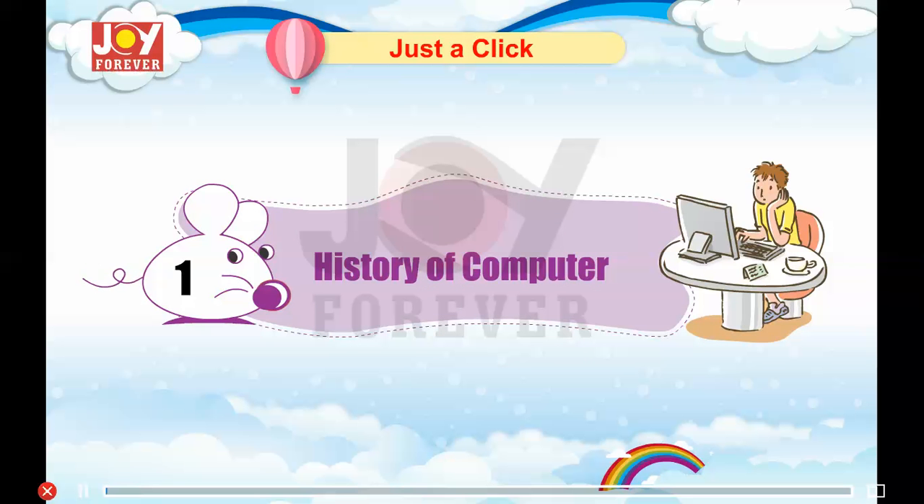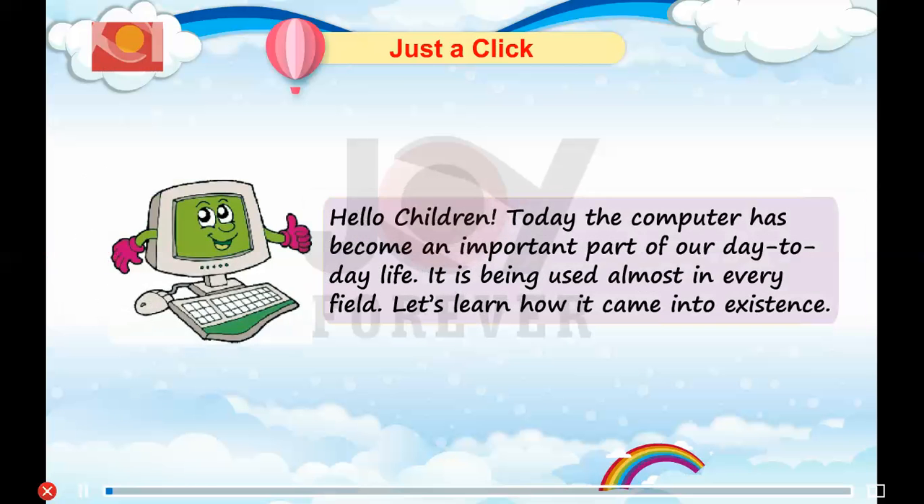Chapter 1: History of Computer. Hello children. Today the computer has become an important part of our day-to-day life. It is being used almost in every field. Let's learn how it came into existence.